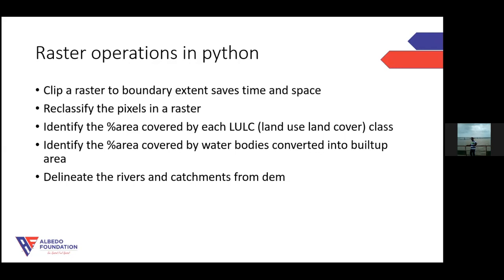Okay. And you have land use land cover data, and you want to know the percentage area covered by each class. That is the percentage area covered by built up area, by waterways or water bodies, and by forest. You can easily get all these statistics from satellite images using Python programming. And also you want to check how much area of the water bodies has been converted into built up areas in recent periods. That information also you can easily get from Python programming.